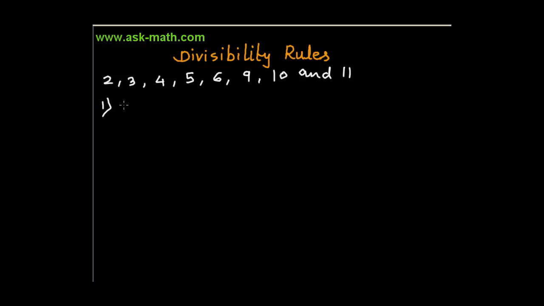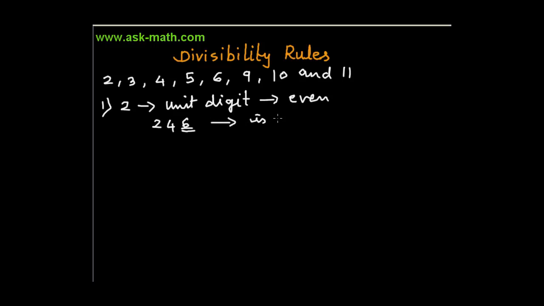The divisibility rule for 2 is, if the unit digit is an even number, then the given number is divisible by 2. For example, 246. The unit digit is 6, which is an even number, so 246 is divisible by 2.